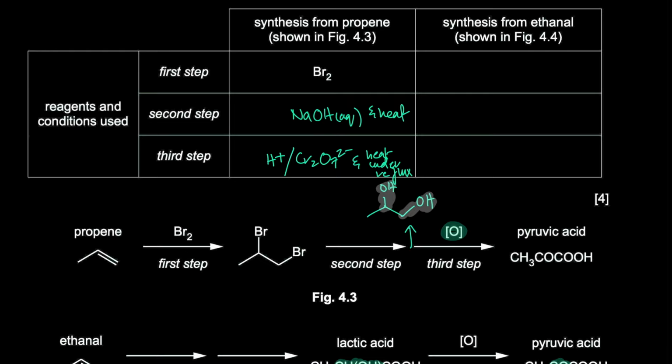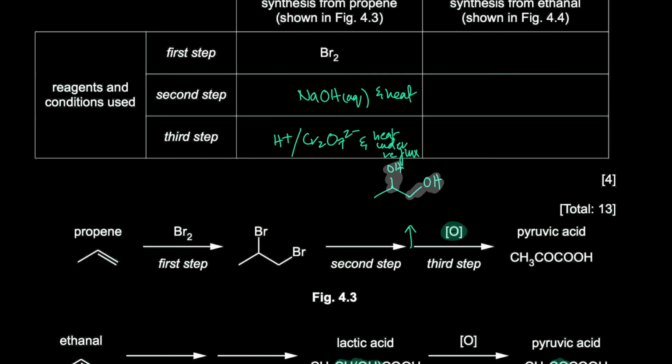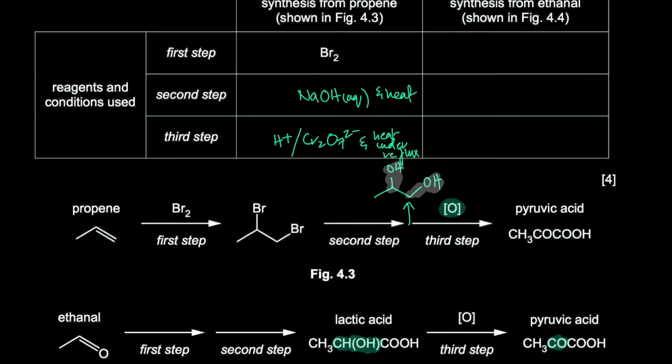And then for the second synthesis, what do we have? We're starting with ethanol. We're converting ethanol to some compound that is then converted to lactic acid, and then we get pyruvic acid. So what compound are we converting ethanol to? We have CH3CHO, a 2-carbon aldehyde, and we have a 3-carbon compound in lactic acid over here. So how do we convert a 2-carbon carbonyl compound to a 3-carbon compound?